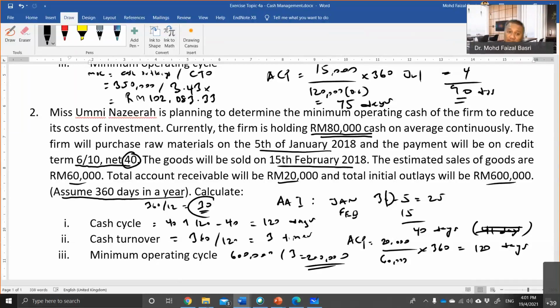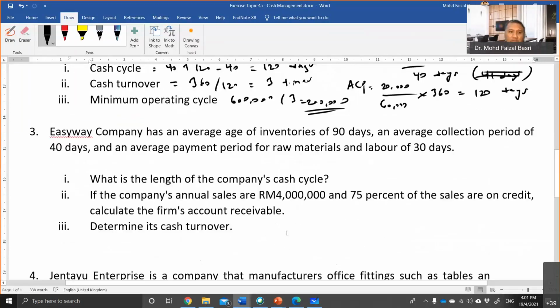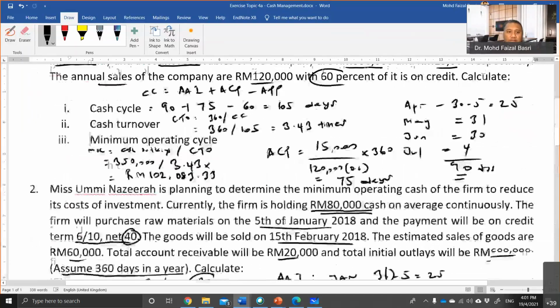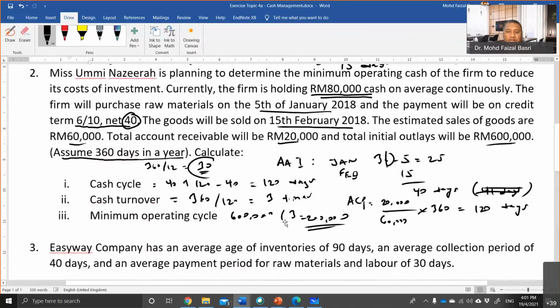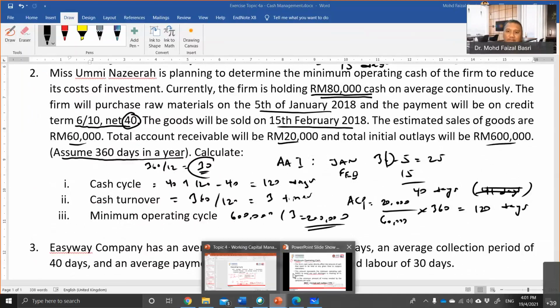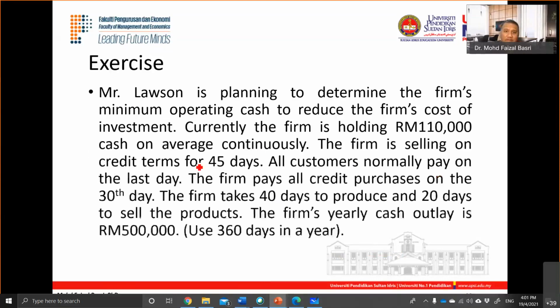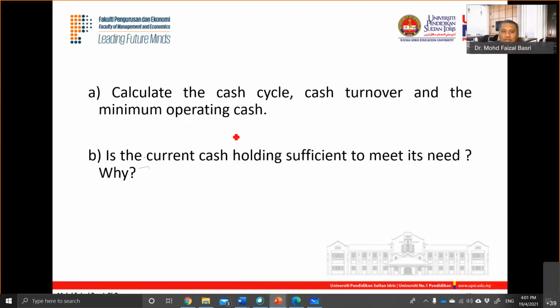Okay, so if they ask you to comment. Okay, but if they ask, in the notes there is a question, if I'm not mistaken. So for these notes, they ask you, is the current cash holding sufficient or not? Okay, you can take a look at this. There is no answer, yeah, and then you can try and identify whether it's sufficient or not.